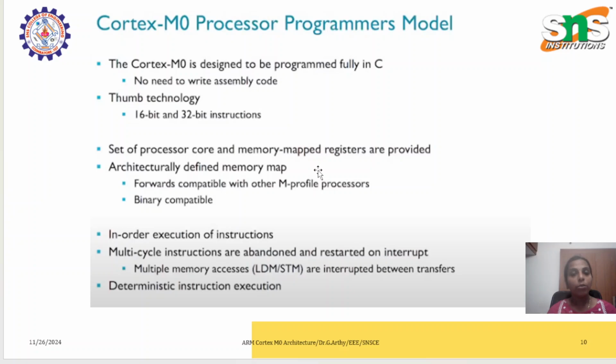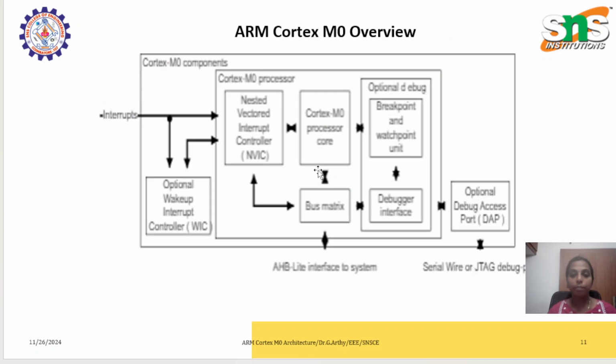ARM Cortex-M0 is programmed in C, and we do not need to write any assembly code. It can follow the thumb instruction set also. It supports thumb technology too. Then it is forward compatible with other M series processors. It is binary compatible too. Multiple memory access or interrupts between the transfers is also possible.